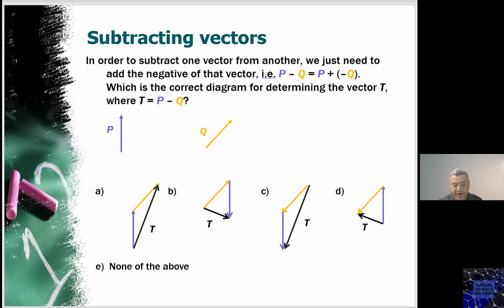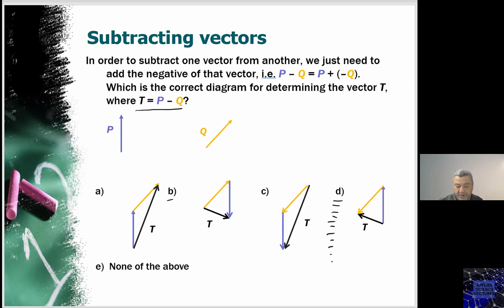Now, what about subtracting? Which one represents the correct answer to P minus Q? D. You said B. Somebody said D. I think it's D as well. Yeah, D. So most of you are saying D, and I agree with you.